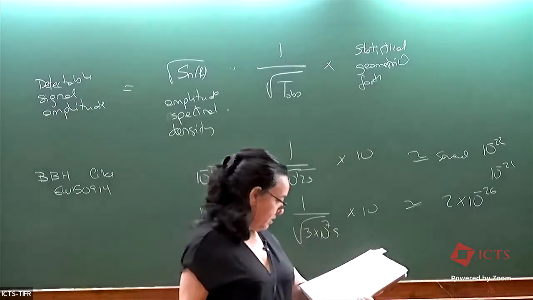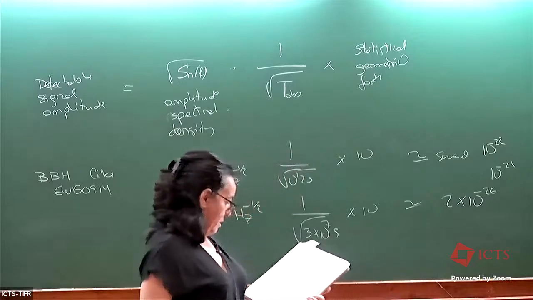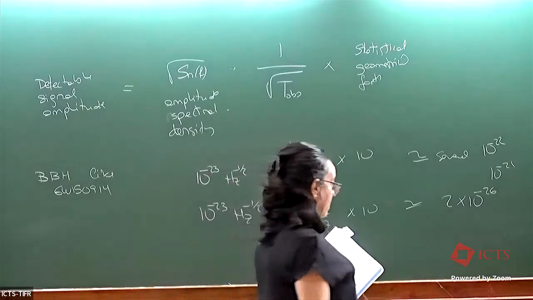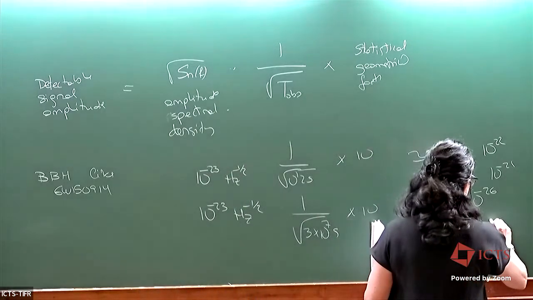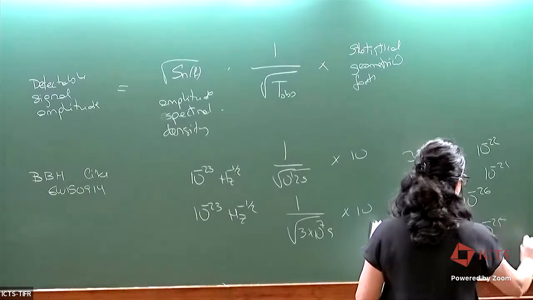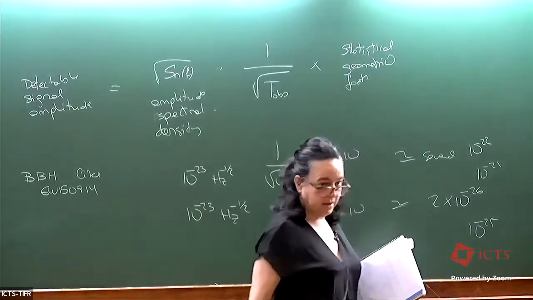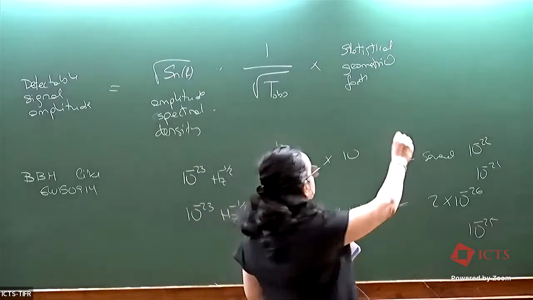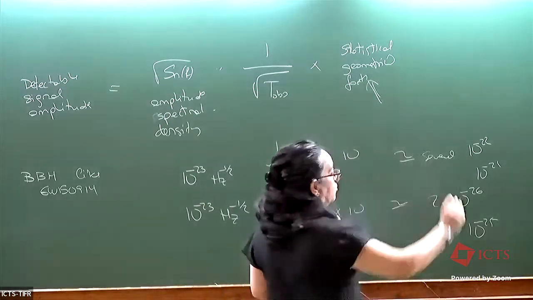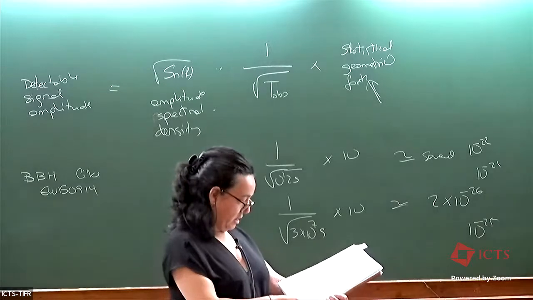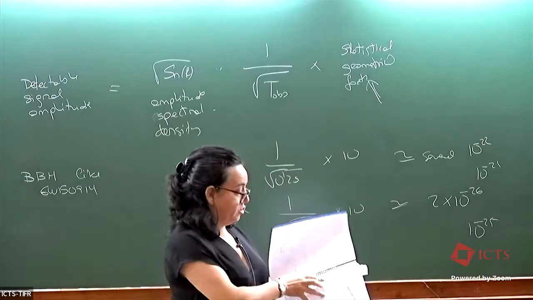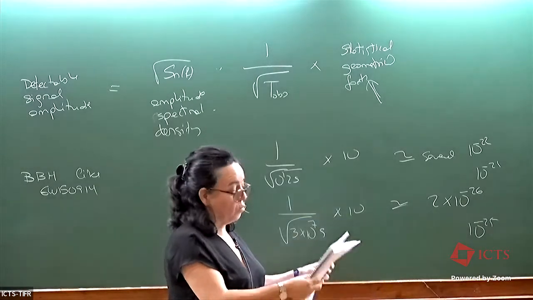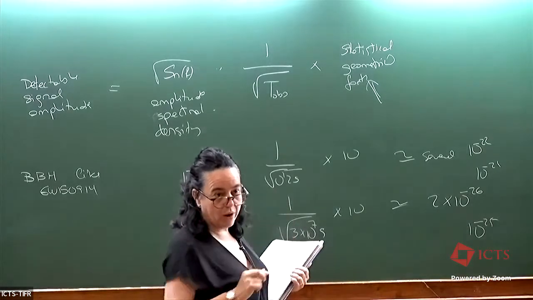In practice, this is not true, because in practice we might just be able to observe signals if they are stronger than 10 to the minus 25, because the trials factor that we will have to use is going to be much larger. It depends on the search method that we use. So that's one of these calculations to know where we stand.